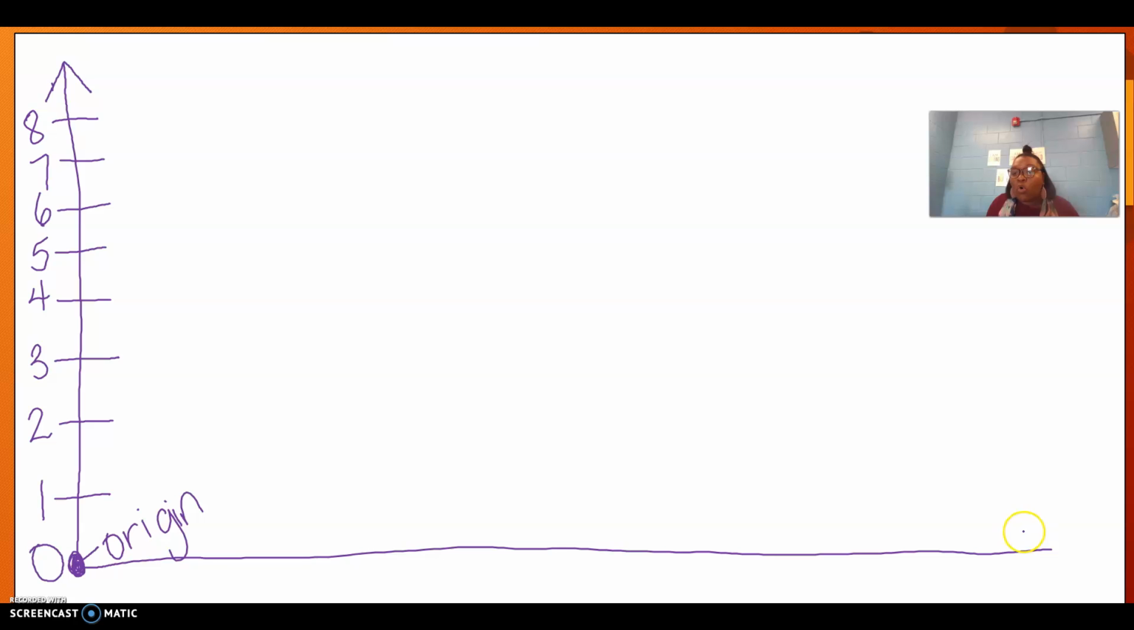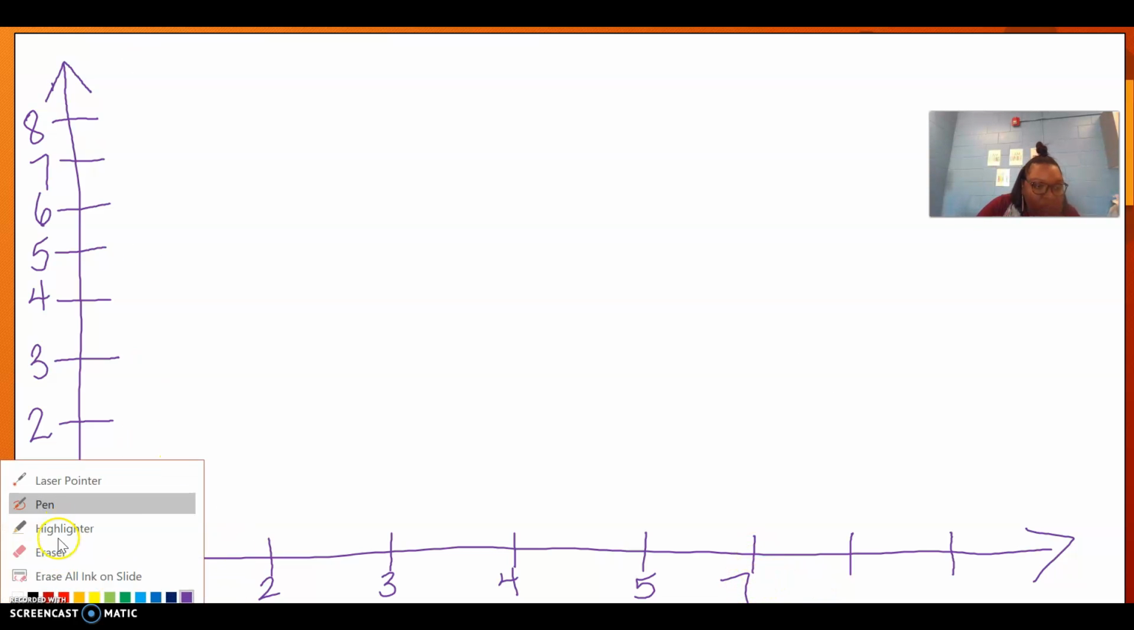Let's add to this number line and create a horizontal number line with 0 as our starting point, as our origin. And then we're going to list our integers here as well. Let's try to space them out as evenly as possible. 1, 2, skip the number there.